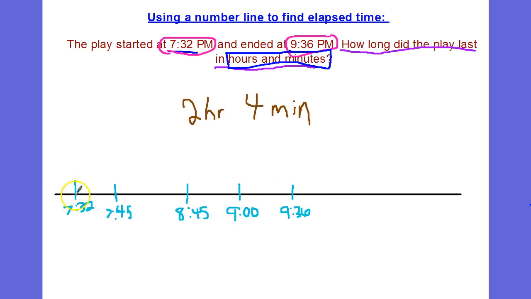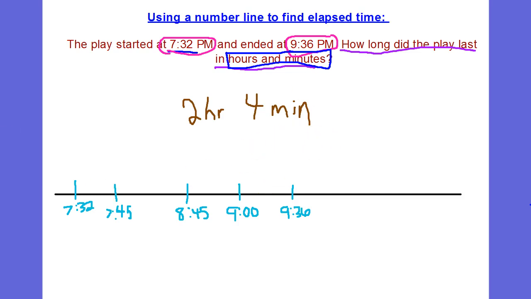Okay, now that looks like more steps than it is. In this case, it's easier to go from 7:32 to 8:32 to 9:32. However, sometimes you'll need to use these benchmarks. So you'll want to go from 7:32 to 7:45, the nearest benchmark. Then you can go an hour, but you can't go from 8:45 to 9:45. So you'd have to go to the nearest benchmark, which is 9, and then go to 9:36. Now this means you have more minutes to add up, but you'll still get the same answer.